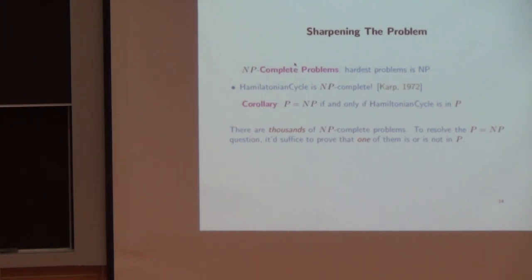Now, a beautiful theory emerged in the early 70s, and that's the theory of NP completeness. NP complete problems are, in a formal sense, the hardest problems in NP. Hamiltonian cycle is NP complete, the hardest problem in NP. That means P equals NP if and only if Hamiltonian cycle is in polynomial time. And therefore, it's a very inviting target.